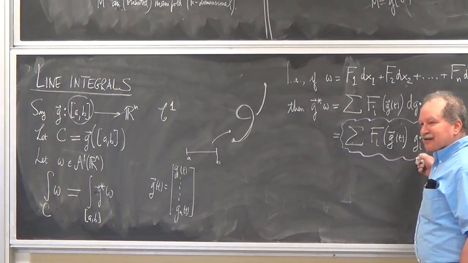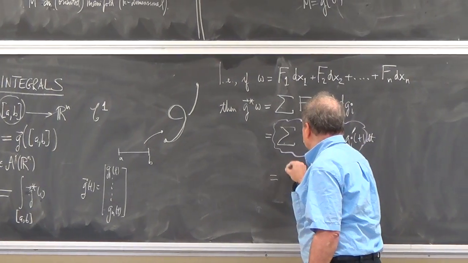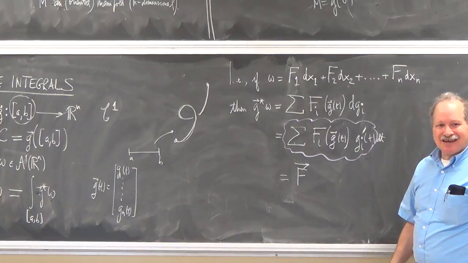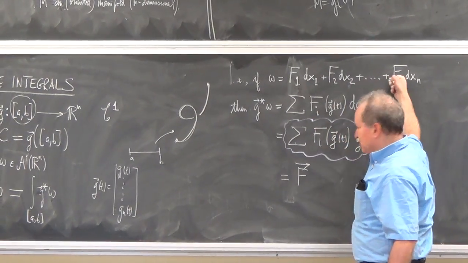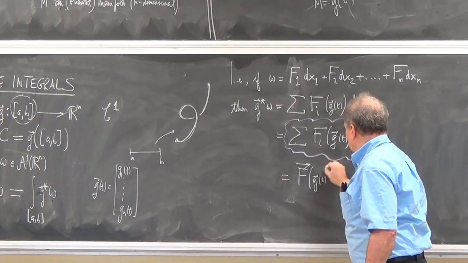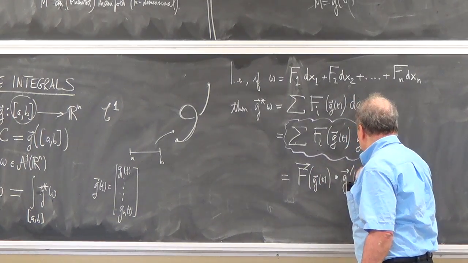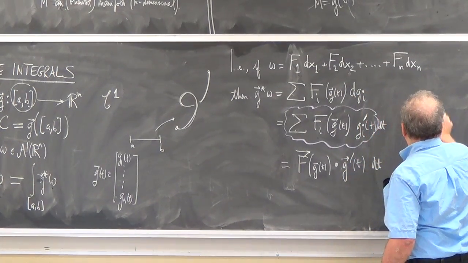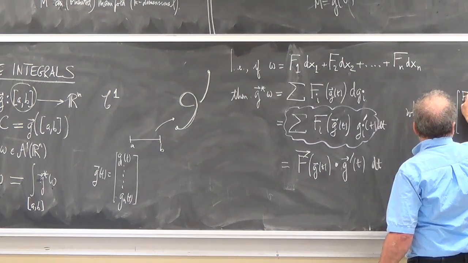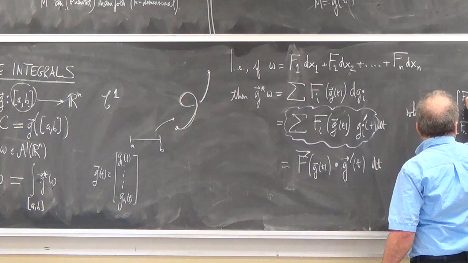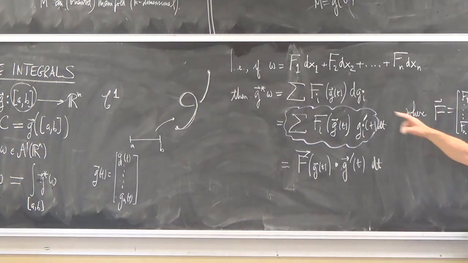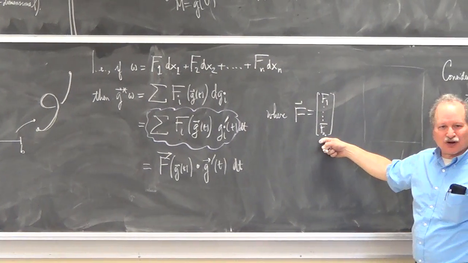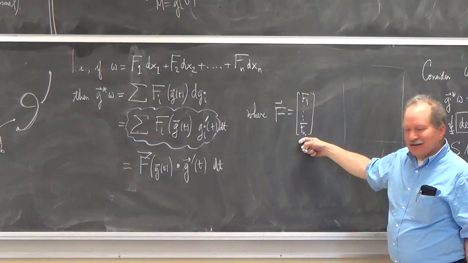This is a dot product of the vector field you get by putting the f's into a vector with the vector g prime of t. So this one form gives us n functions. Instead of thinking of those n functions as coefficients of dx's, I can think of them as coordinates of a vector. So then we just have the vector function.